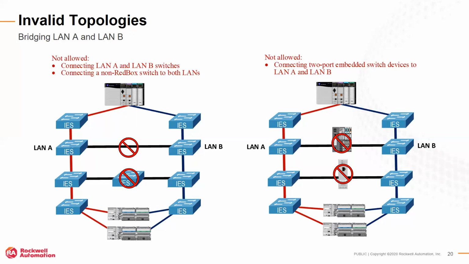So the basic takeaway from this: the only things that can attach to both LAN A and LAN B are a RedBox or a doubly attached node. Those are the only things that can fit between the LAN A and LAN B switches.